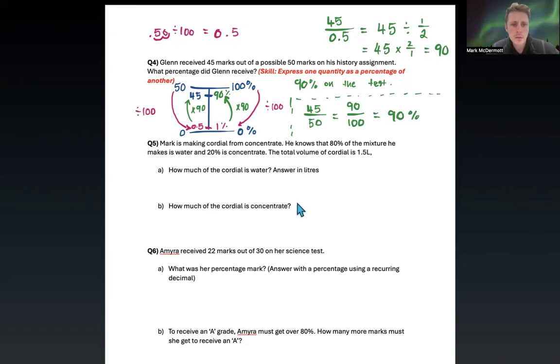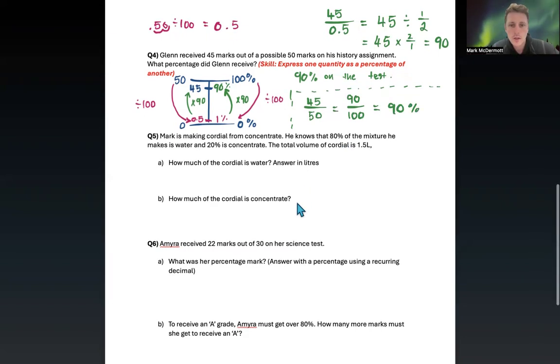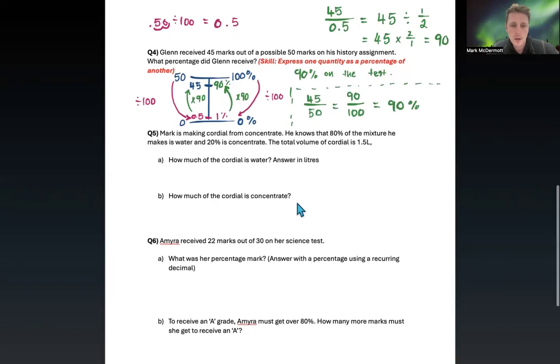Okay, next problem. Mark is making cordial from concentrate. He knows that 80% of the mixture he makes is water and 20% is concentrate. The total volume of cordial is 1.5 liters. How much of the cordial is water? Okay, so we need to work out 80% of 1.5.